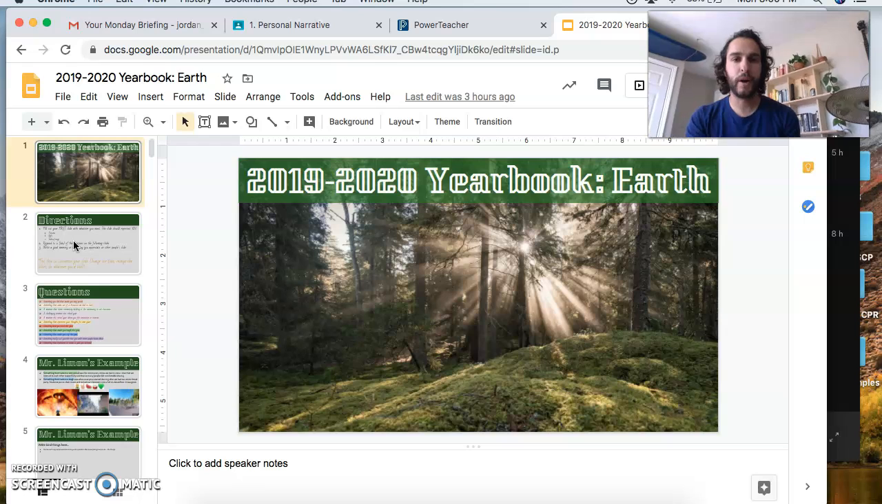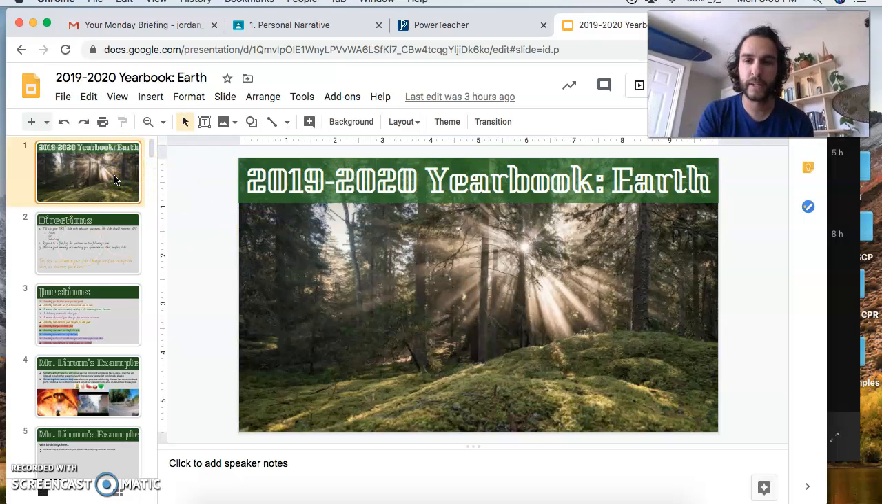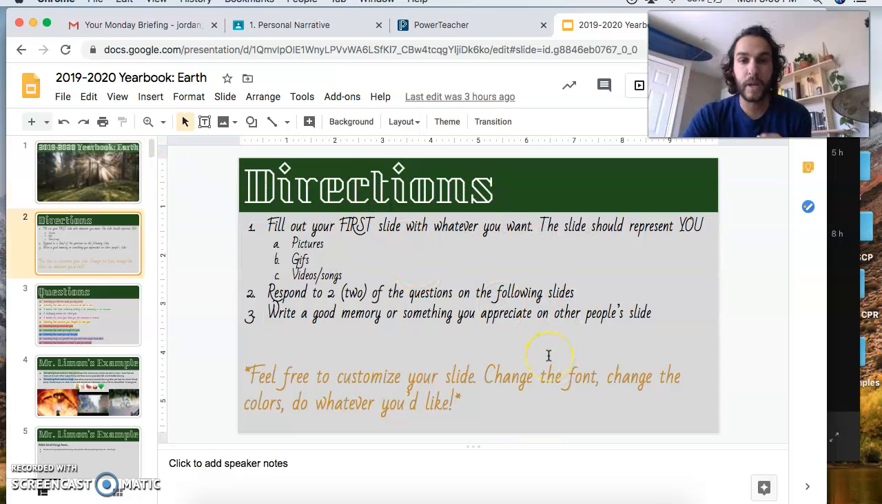So slide two, I'm going to use Earths as an example. This is the cover page of your 2019-2020 digital yearbook. The directions, number one, say fill out your own slide. Please do not write on other people's slides. Just edit your own, okay? So your first slide, you get to put whatever you want. It should be something that represents you. It can be a picture, a GIF, a video or a song, whatever, right? Make that one yours. It's almost like if we were doing a yearbook and there was one page that you got to decorate yourself. That's what I'm asking you to do here.